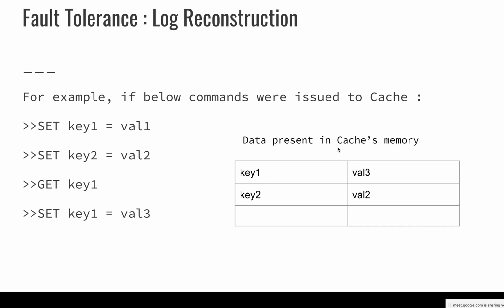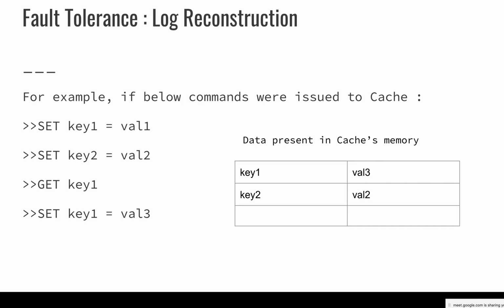So this is how it takes place. You can simply see that on the right side there are a couple of commands that I have written. Just go through them. Set key1 equal to val1, set key2 equal to val2, then you get the key value for key1, then again you set key1 equal to val3.